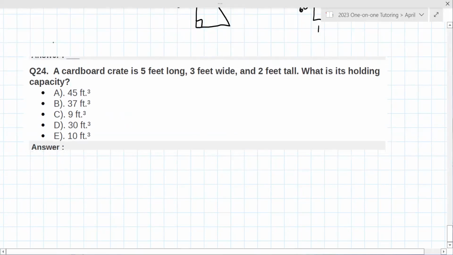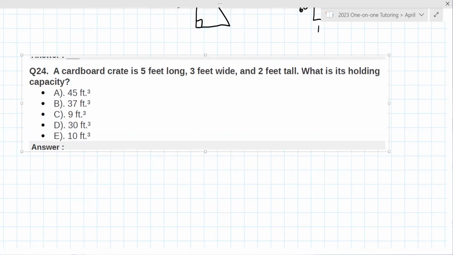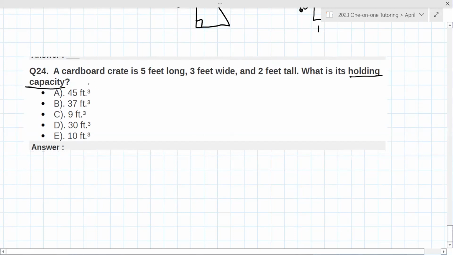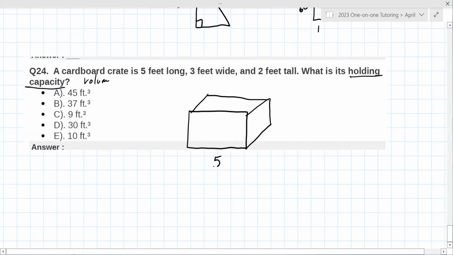All right, question 24 says a cardboard crate is 5 feet long, 3 feet wide, and 2 feet tall. What is its holding capacity? So holding capacity refers to its volume. Its volume here. So it's got 3 dimensions. 5 feet long, 3 feet wide, and 2 feet tall. Do you remember any formulas for volume? No. So volume is length times width times height.